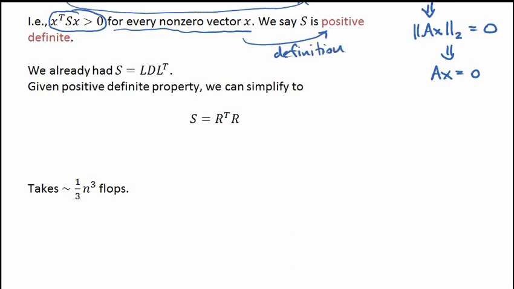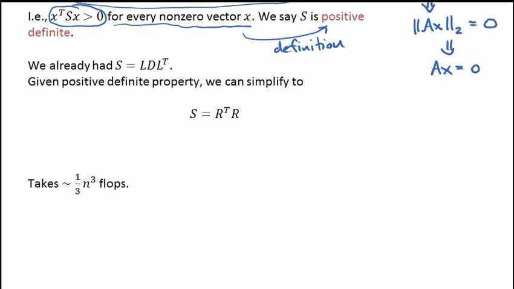Okay. So positive definiteness means that the quadratic form is positive for every non-zero vector. Here's the significance of that. Since we had that S is equal to LDL transpose, positive definiteness gives us some extra information. Sometimes we write SPD to mean symmetric positive definite. That's a common abbreviation that you'll see.